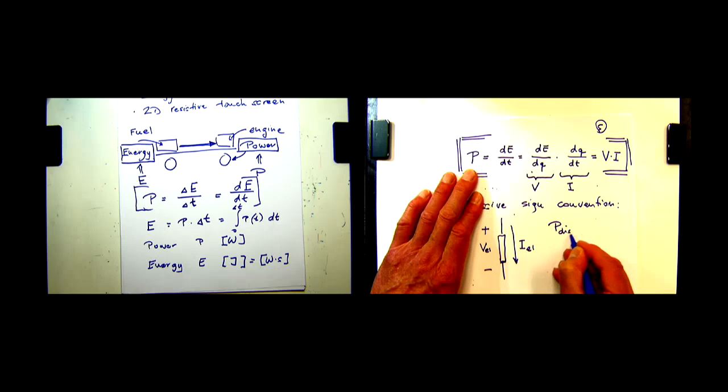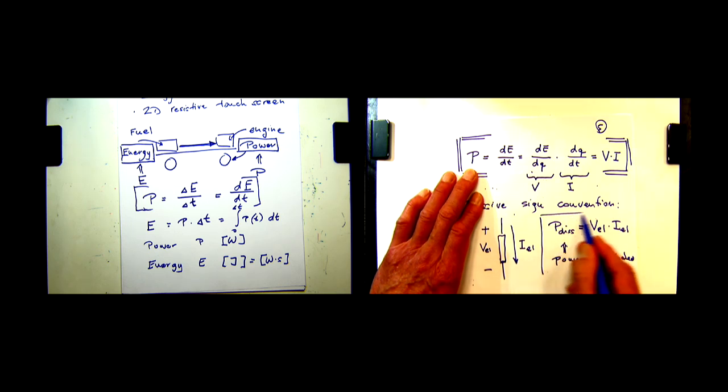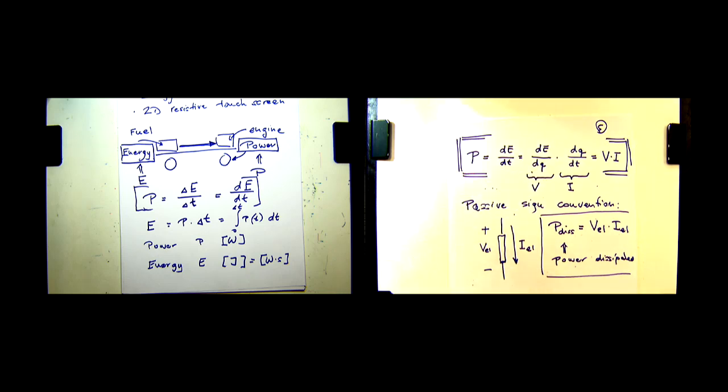So P dissipated is equal to V element times I element. The power dissipated is equal to the product of the voltage times the current of our element, provided that we are using the passive sign convention. Okay? So we can easily figure out how much power an element dissipates by simply multiplying voltage times current.